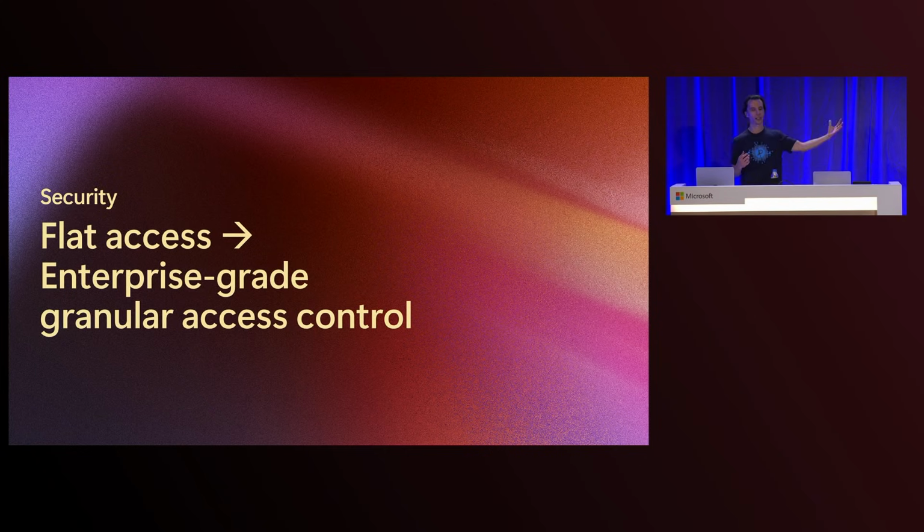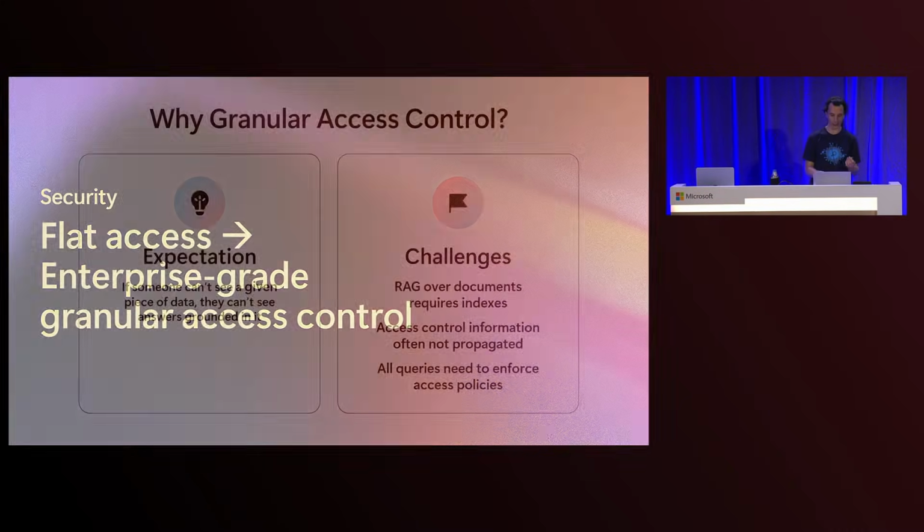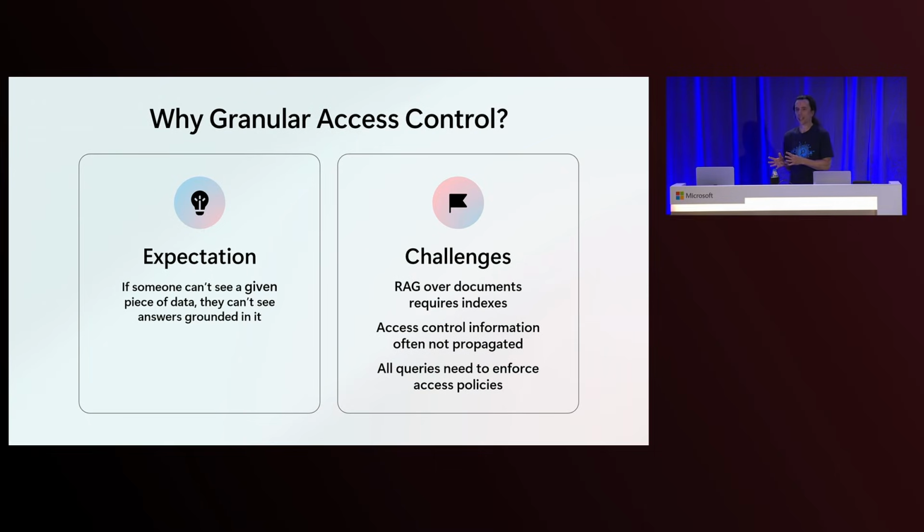Now, often the data that you're starting with has access control policies. If there are files, maybe they are secured with the names of the people or the groups that can access them and whatnot. But when you index that into a search index, you need to propagate that access control information. So the central question boils down to this: everybody expects that if you are not allowed to access a piece of document or a piece of data in general, then you shouldn't be able to access answers, like from a Copilot or something, that are derived from that information.